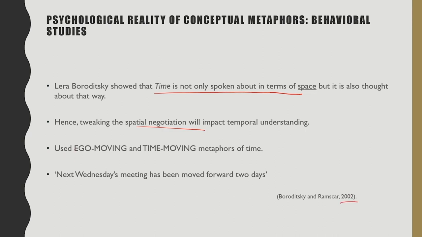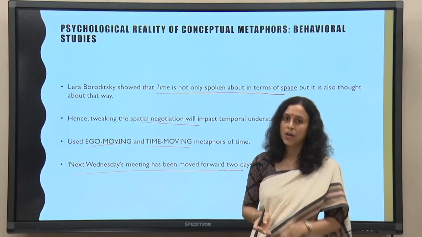So, they used two kinds of metaphor, ego moving and time moving metaphors of time. We have already seen that either the ego moves or the time moves in terms of understanding of this. So, this was the sentence that was used: Next Wednesday's meeting has been moved forward 2 days. This is an ambiguous sentence. Why ambiguous? Because this might mean two things.